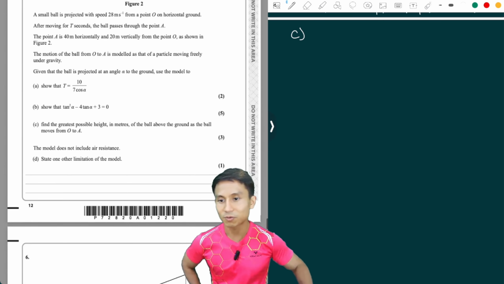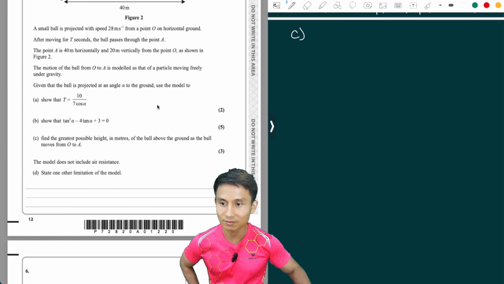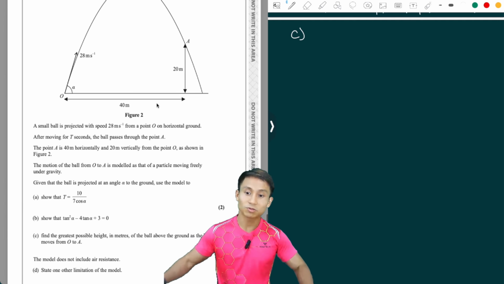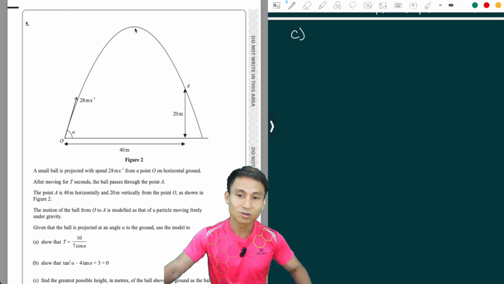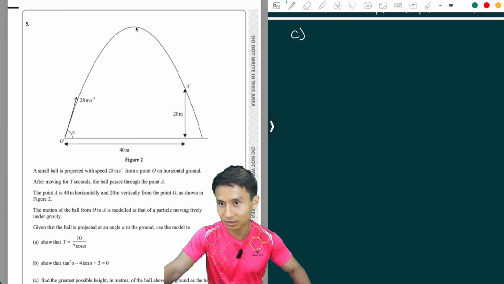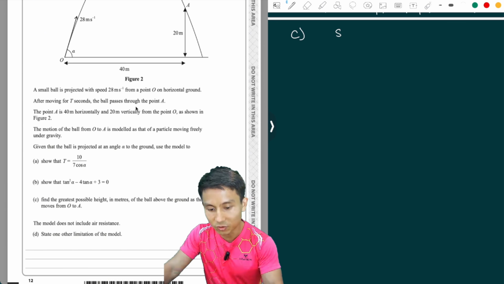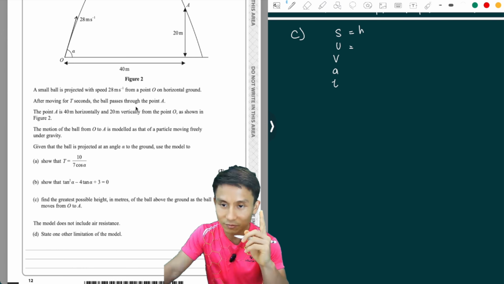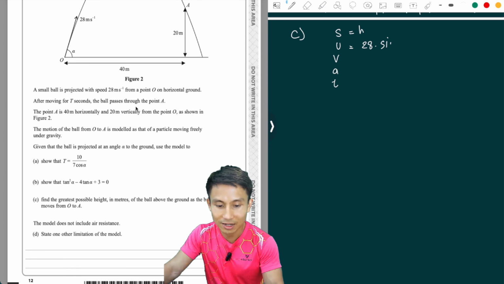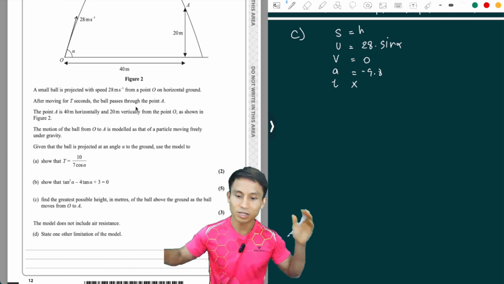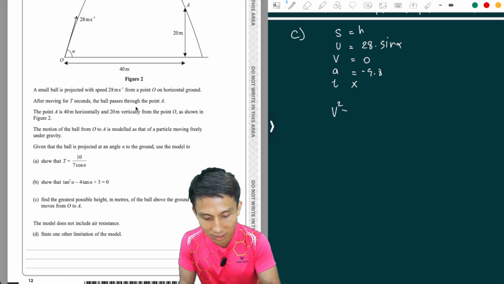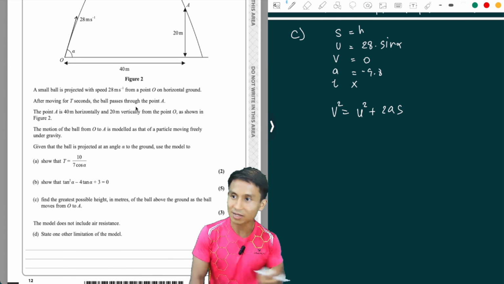Part C. Find the greatest possible height in meters of the ball above the ground as the ball moves from O to A. Greatest possible height is just the turning point here, right, guys? So at this point, the vertical velocity is 0, and then we can find the greatest possible height. So if we do suvat, u is just the vertical initial speed, which is 28 sine alpha, v is 0 there, and a is minus 9.8. Well, t we don't know, we don't care, so the only suvat equation without the time would be v squared equals u squared plus 2as, where s is the h here we want to find.